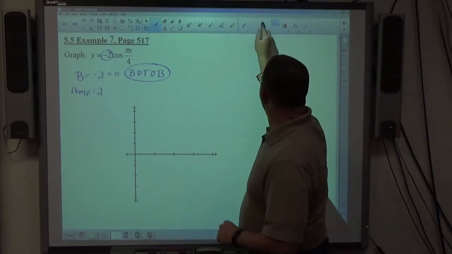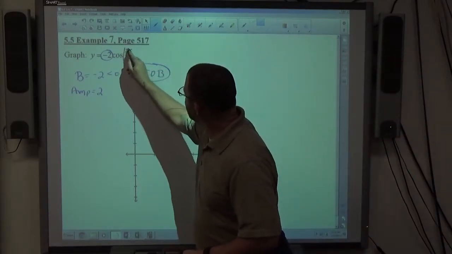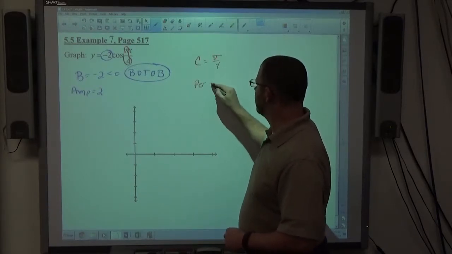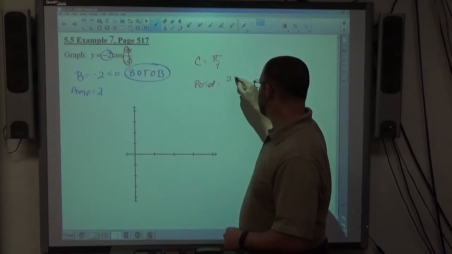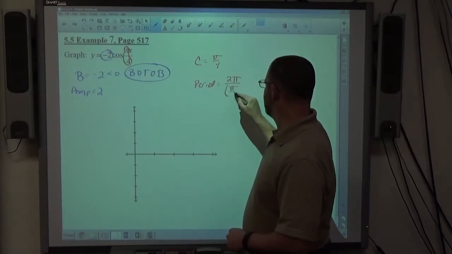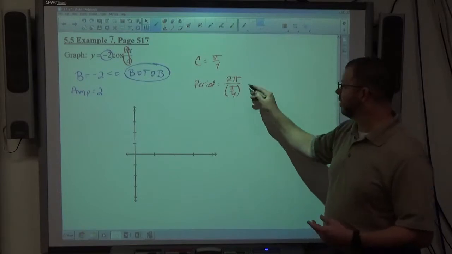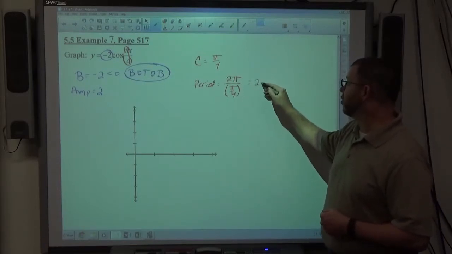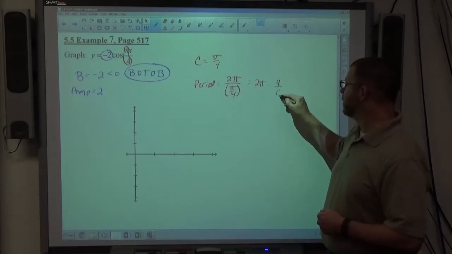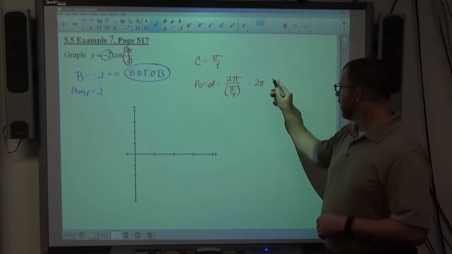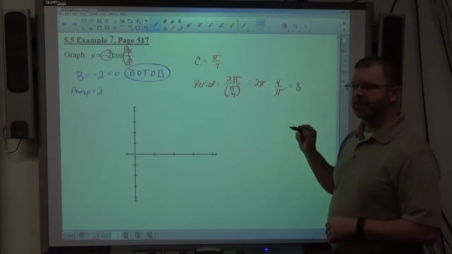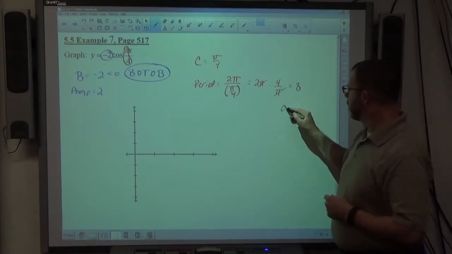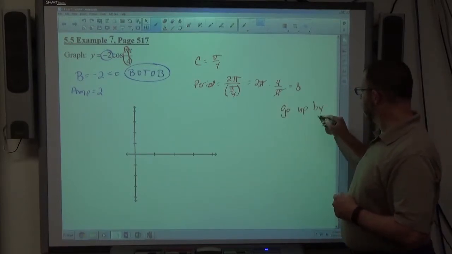I can also see that the value of c is pi over 4. And again, period is always 2 pi divided by c. Again, we're dividing by a fraction. It's easier for me to look at that as multiplication by a fraction. So 2 pi over 4 is the same as 2 pi times 4 over pi. Cancel the pi's, we're left with a period of 8. And we got 4 dashes, so 8 divided by 4 equals 2. So we're going to go up by 2 on the x-axis.